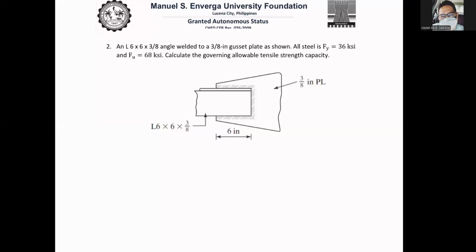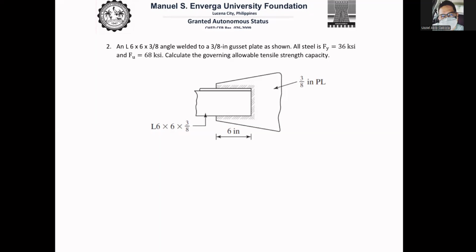Okay, welcome to our third problem for our quiz yesterday under the topic analysis of tension members. This is from the other block. The first problem that they have is almost the same as the first video. So this will be another problem that was given to them.